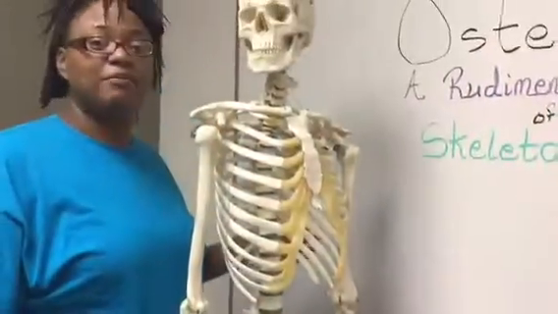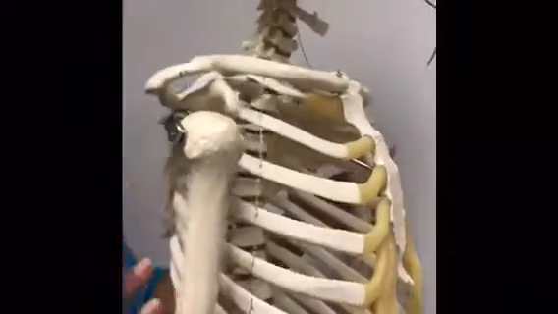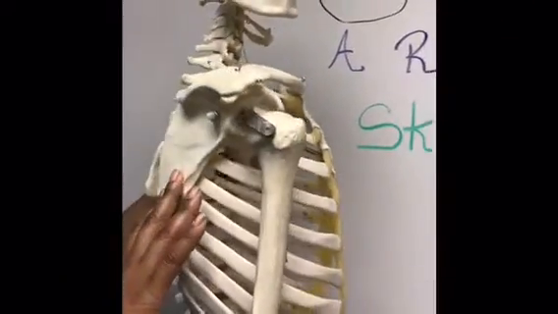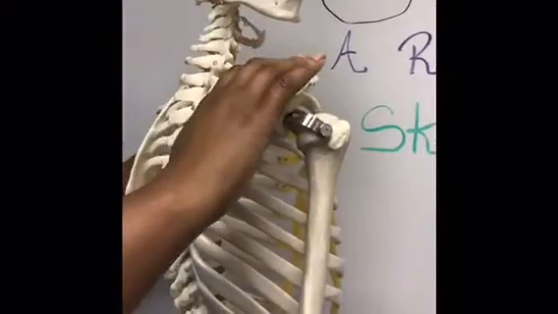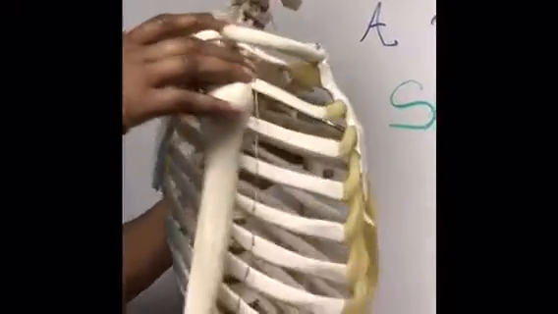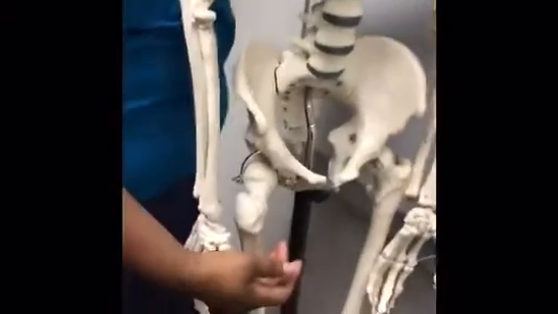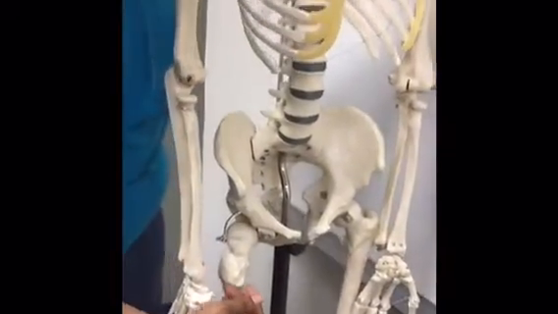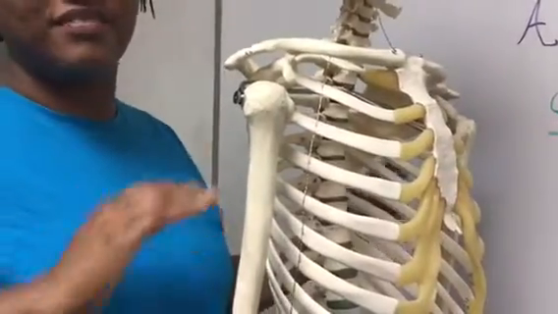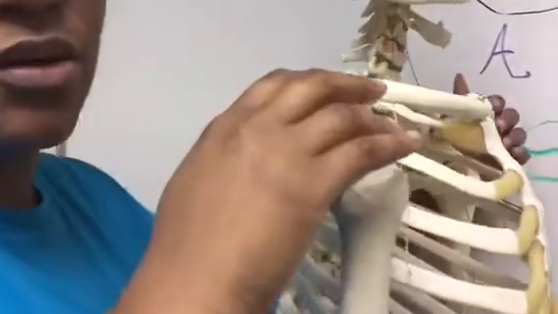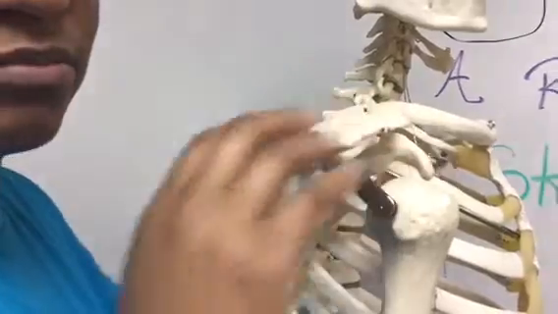Now we move to the appendicular skeleton. First is the pectoral girdle, where the arms form a joint with the trunk, and the pelvic girdle that attach the limbs to the axial skeleton. The pectoral girdle comprised of the clavicle, or collarbone, and the scapula, or shoulder blade.